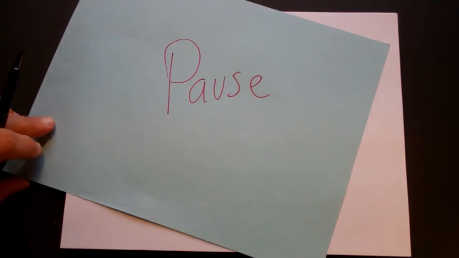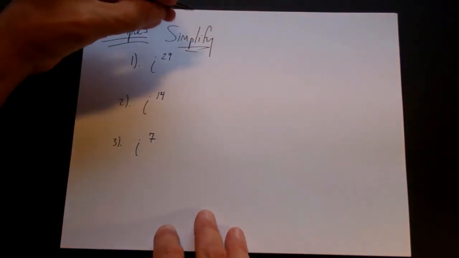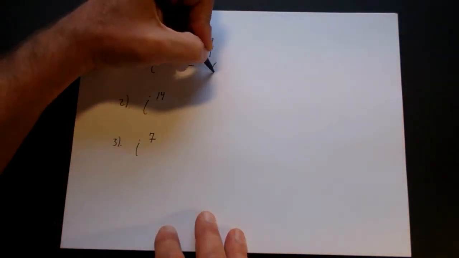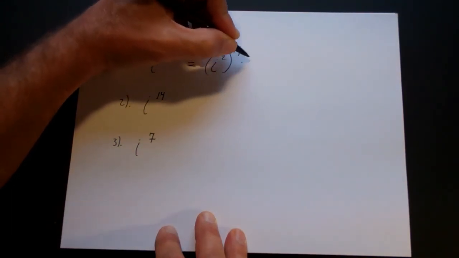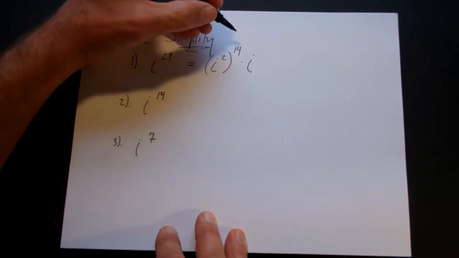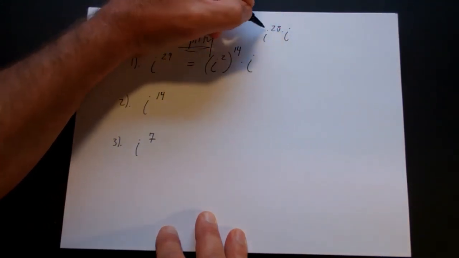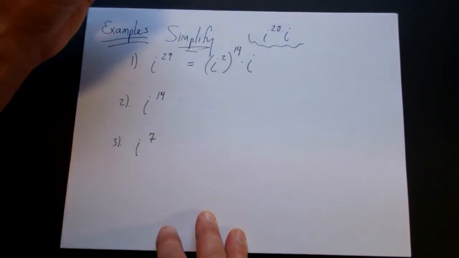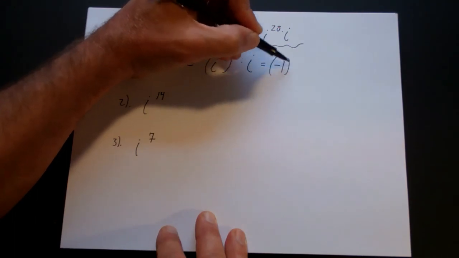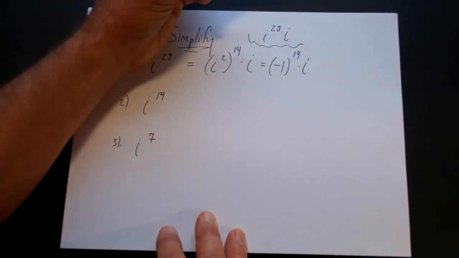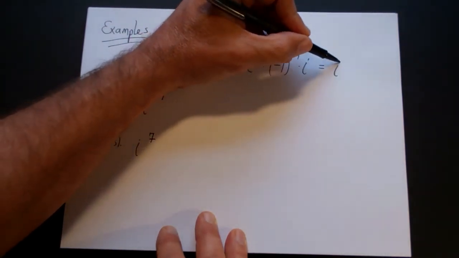Let's look at the answer to these problems. I to the 29th is simply I squared to the 14th times I, right? If you want to think about that a little bit slower, it's I to the 28th times I. I squared is minus 1, so that's minus 1 to the 14th times I. Minus 1 to the 14th is just 1, so it's 1 times I, so it's I.